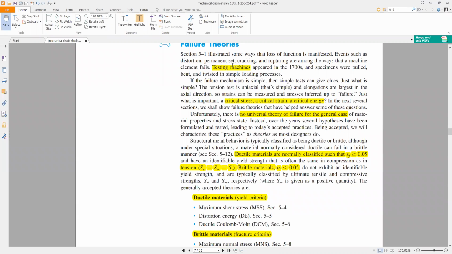So we need to have a testing machine to test the part, and we will get the data. Okay, how to measure the part up to the failure? How to measure? It's very important. We need to identify what is important. The criteria is the critical stress. Where is the critical strength? And what is the critical energy? The most important part.